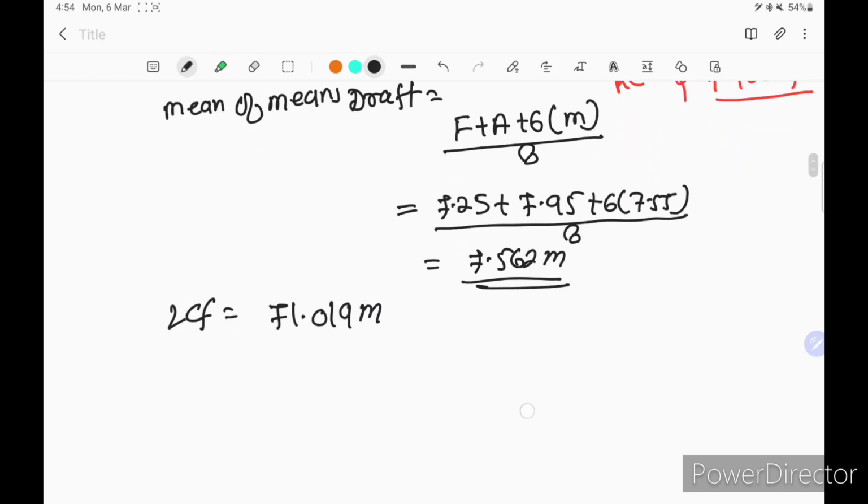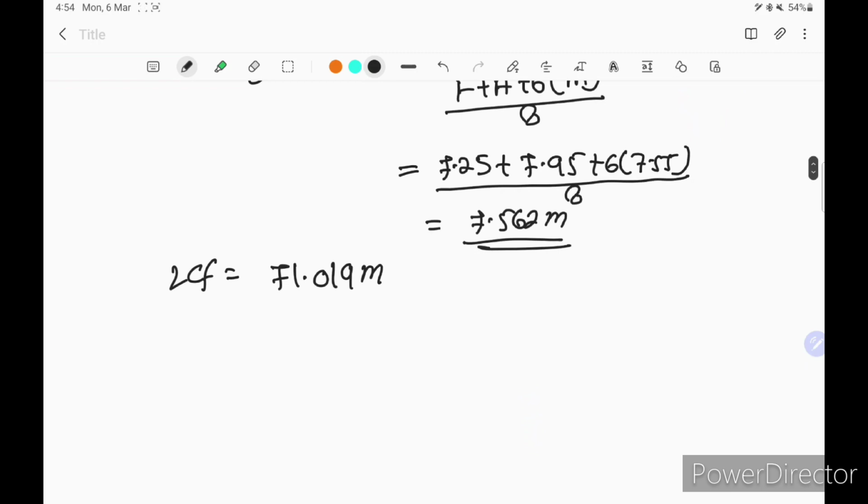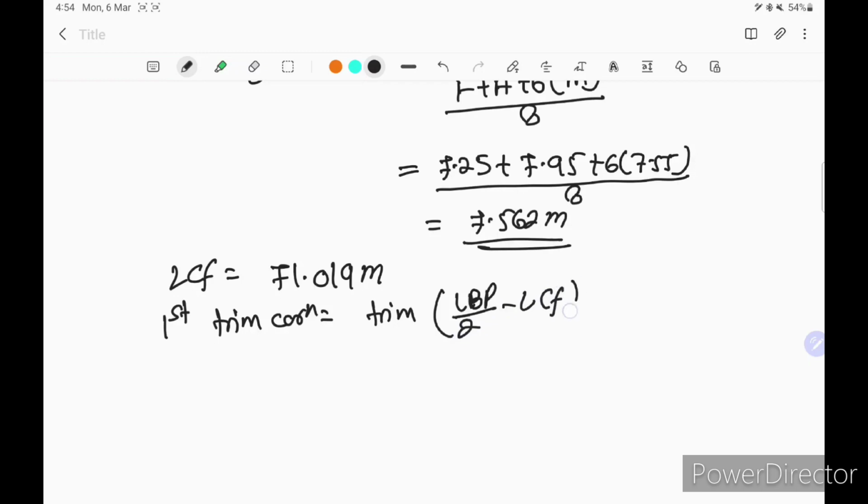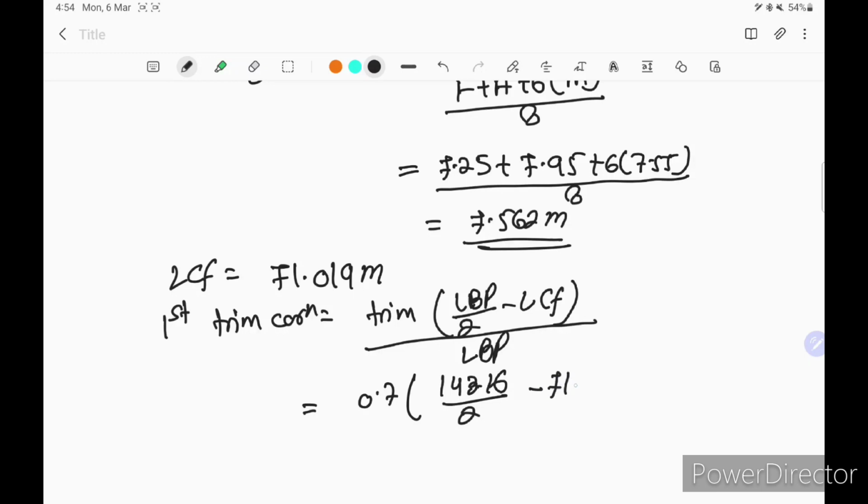Now we have the LCF, we have the mean of means draft. We'll move to the next step: first trim correction. The formula is trim into LBP by 2 minus LCF, divided by LBP. So 0.7 into 143.16 divided by 2 minus 71.019, divided by 143.16.